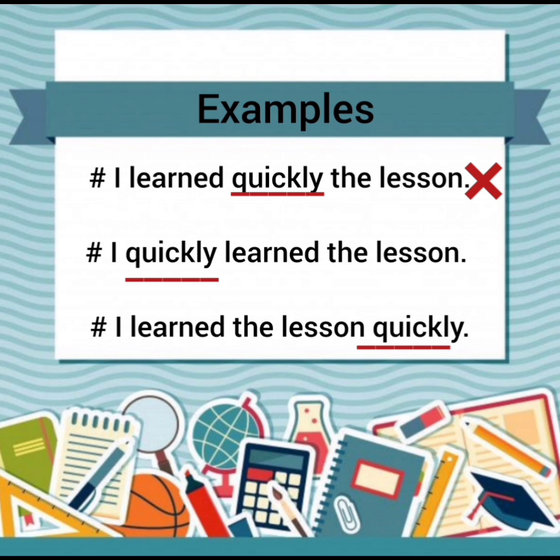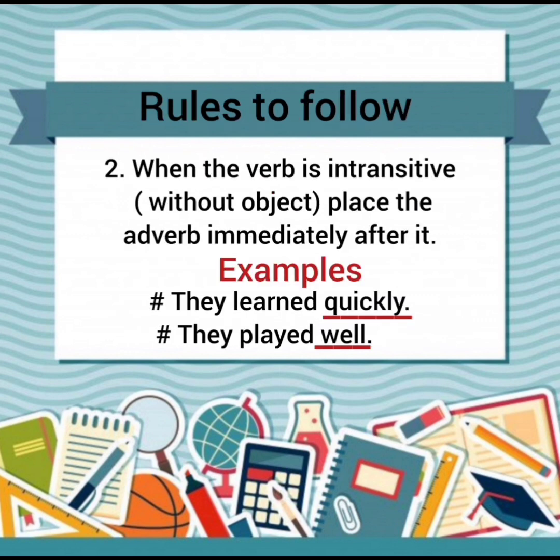Then the next rule is when the verb is intransitive, like the verb is without object, place the adverb immediately after it. For example, they learned quickly. Now, they here is subject, learned is an intransitive verb because it doesn't have any object, and quickly is placed soon after it. Another example is they played well.